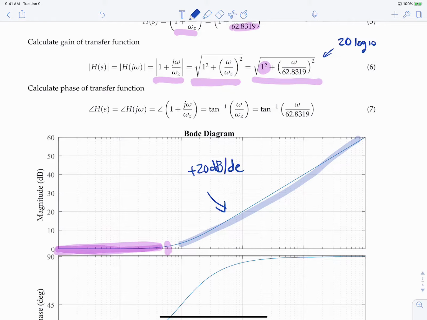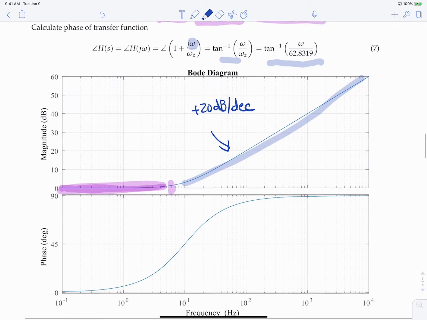Now, how about phase? What happens with phase? That's an interesting one. Essentially what we can do is take the angle of 1 plus j omega over omega z as you sweep omega. Of course, this is a complex number, so you take the tangent inverse of the imaginary over the real. So we have omega over omega z over 1, and this function right here is what you get for the angle as you sweep.